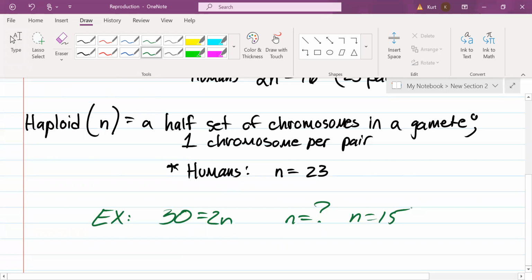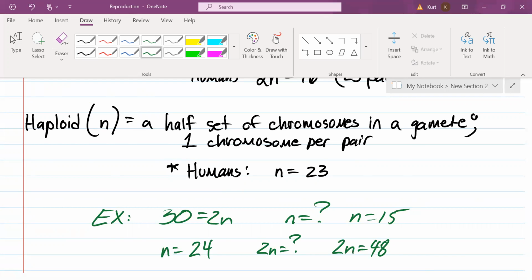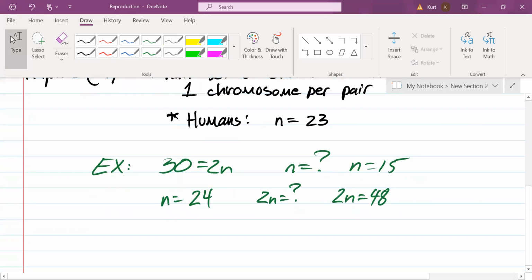Or let's flip that. Let's say you go to Mars and you discover a type of plant, and the plant's haploid number is 24. What is its diploid number? Well, diploid is double the haploid, so diploid would be 48. So these are little things that can be really easy for you to know. You just have to know how it works. Diploid is a full set. Haploid is half the diploid.